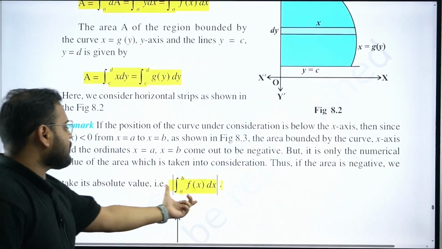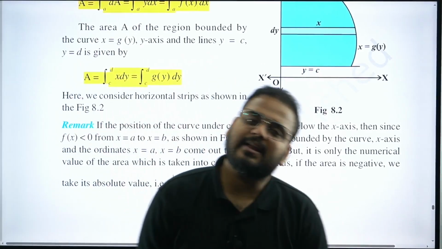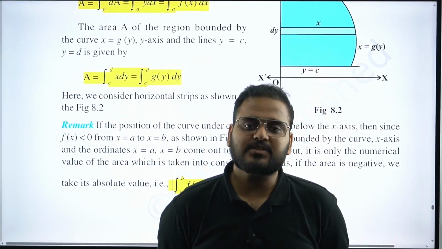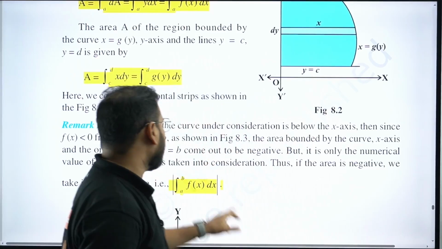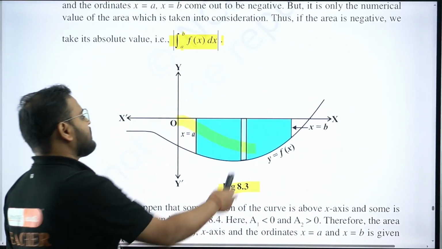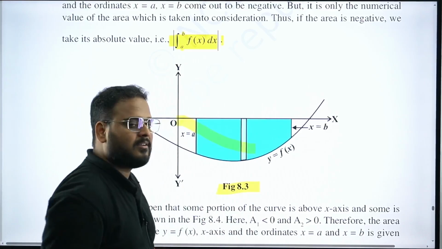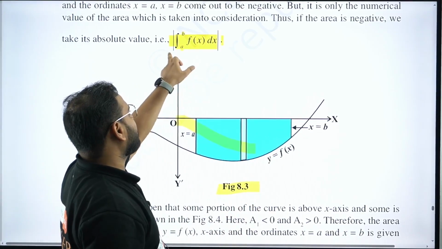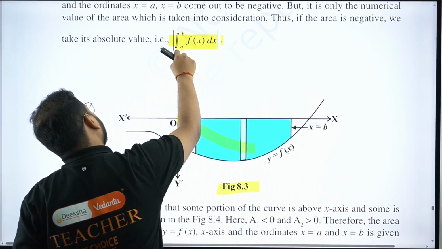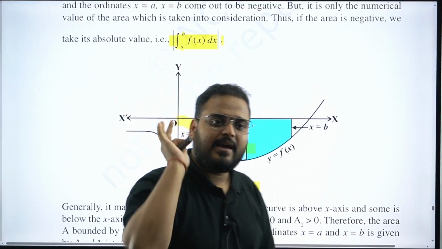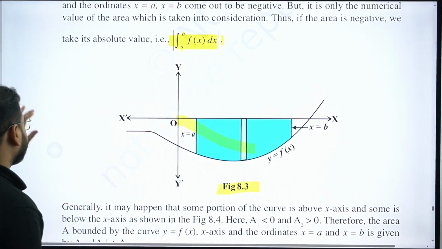Again, area is always positive. If you're looking for area, can it be a negative value? Can you say minus 10 meters square? It's a positive value. That's why whenever you're getting a negative area, you apply a mod to it. Check this out. This area is negative, right? So I'll integrate f(x) from a to b and then apply modulus to it. Why? Area is always positive.